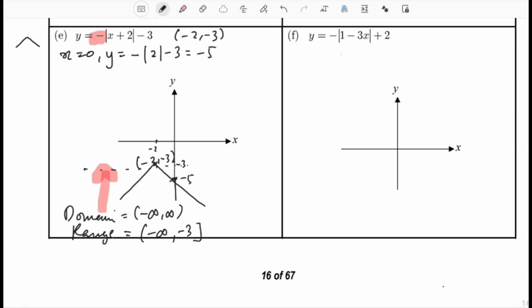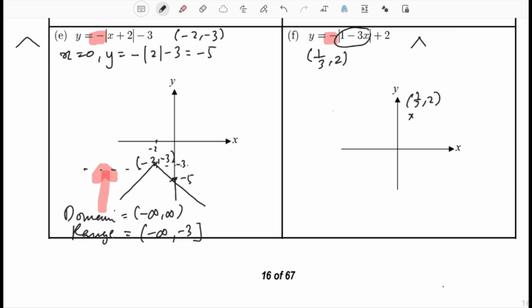So for F, we have a similar type of graph. So we also have a negative in front, meaning the graph will also look like this. So we have the maximum point when 1 minus 3x equal to 0. We have x to be 1/3, so the point is (1/3, 2). So find the point (1/3, 2) somewhere here. So this is your point (1/3, 2).